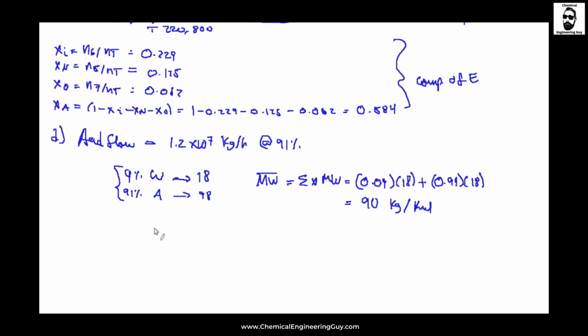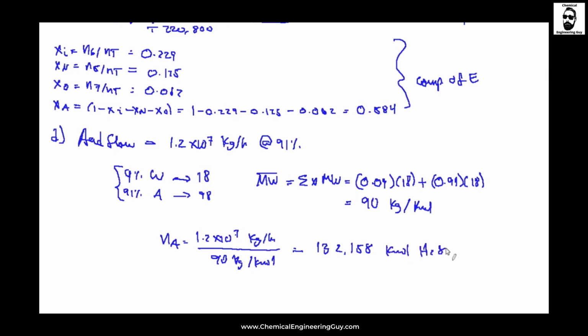Essentially, if you wanted to calculate the moles of acid, which we already did, but let's do it once again. It's 1.2 times 10 to the 7 kilograms per hour divided by 90 kilograms per kilomole. So I got 132,158 kilomoles of sulfuric acid at 91%.